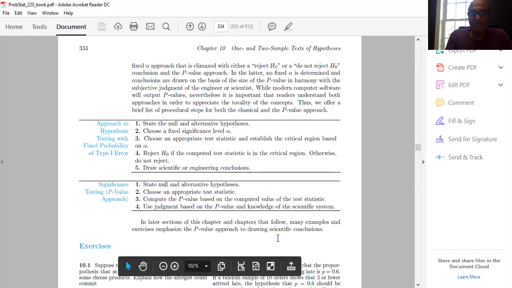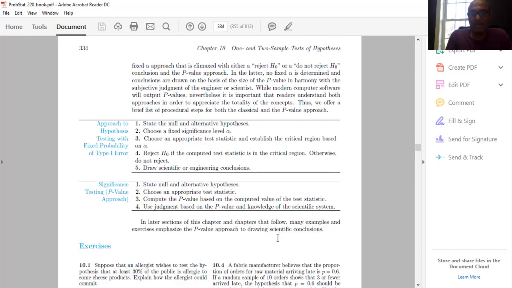Approach to hypothesis testing with fixed probability of type 1 error. Okay, state the null and the alternative hypothesis H0 and H1. Choose a fixed significance level alpha value. Mostly alpha value will be provided to you. Choose an appropriate test statistic and establish the critical region based on alpha. Reject H0 if the computed test statistic is in the critical region, right? That means the probability is extremely low. Otherwise, do not reject it and draw the scientific or engineering conclusion.